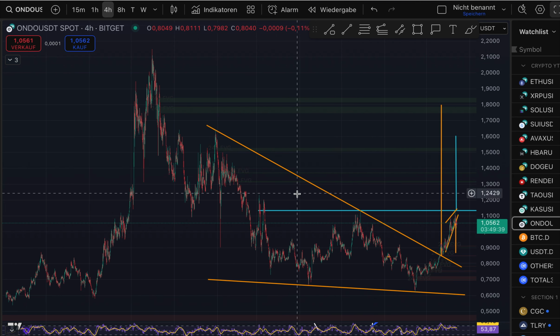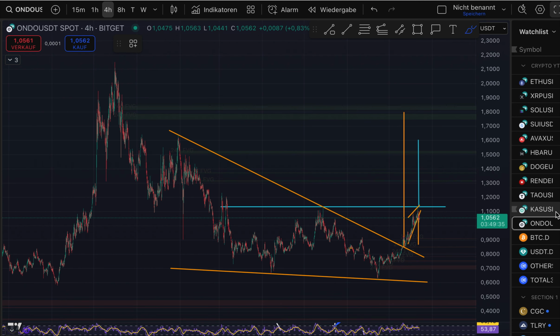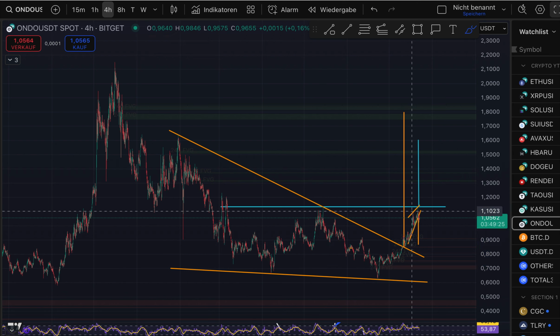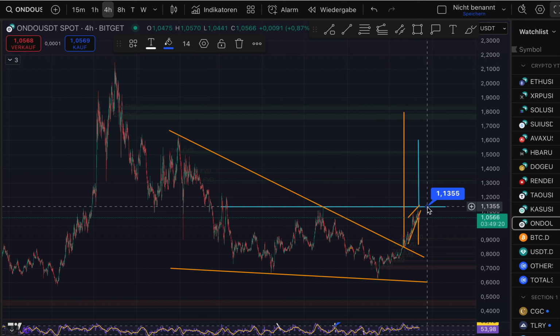And since we are currently in resistance, because we also have said about Kaspa, we have a double bottom pattern. We have said about TAO, we have a double bottom pattern. I think we also have told it about Render. ONDO has the same, a double bottom pattern. But we have to break the $1.135 to the upside. This is resistance. We also got rejected there.